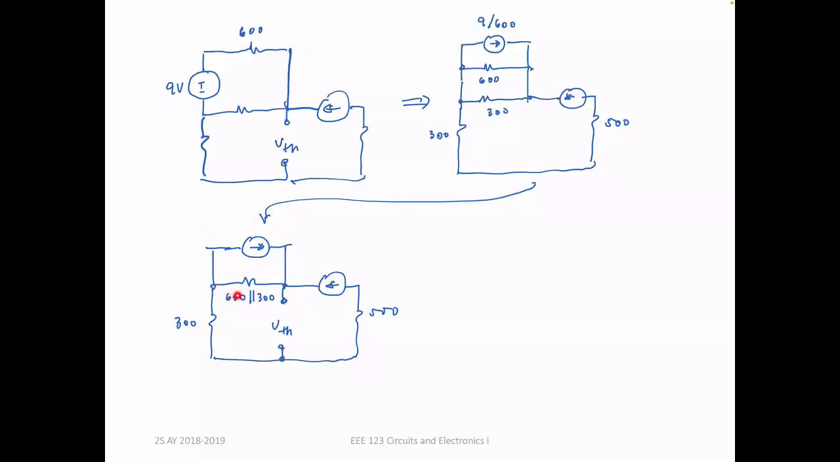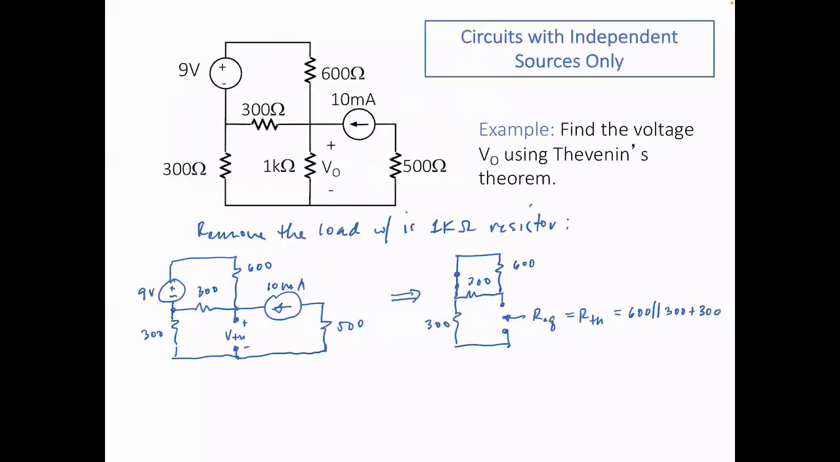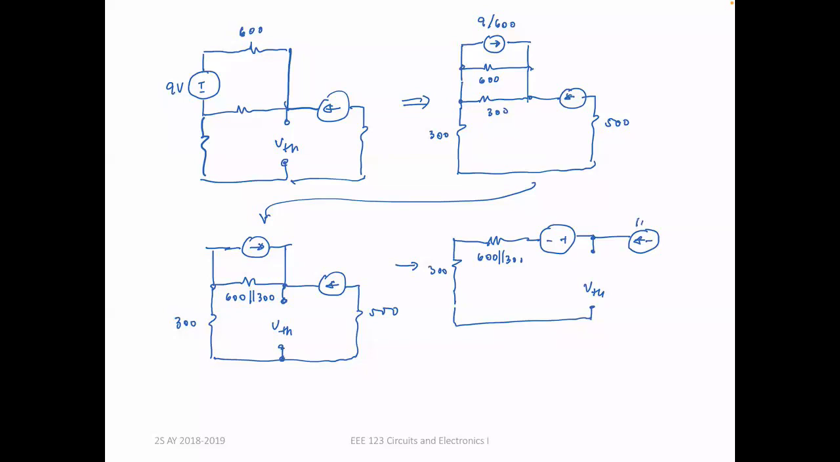Okay, this one, again, I can convert this to a voltage source. So ano yung magiging voltage source ko ngayon? Meron akong 300 dito. And then this one now is 600 in parallel with 300, and then I have a voltage source, plus minus. So this is now VTH. Okay. Ano yung value ng current source? 10 mA, no? This is 10 mA. And this is 500.